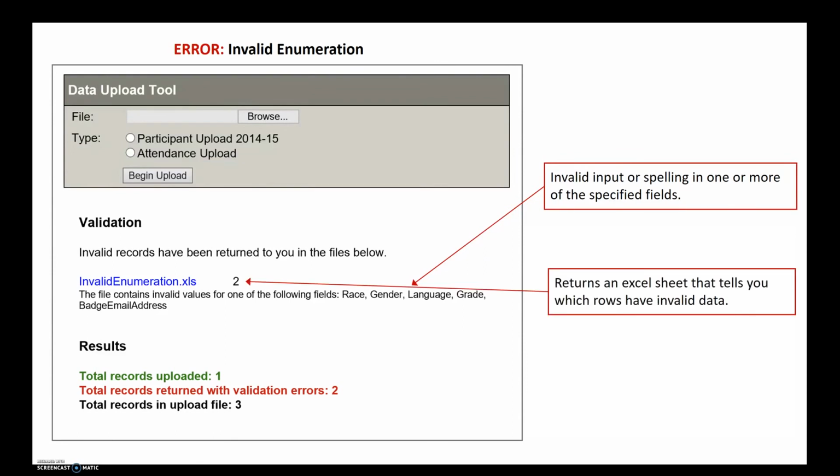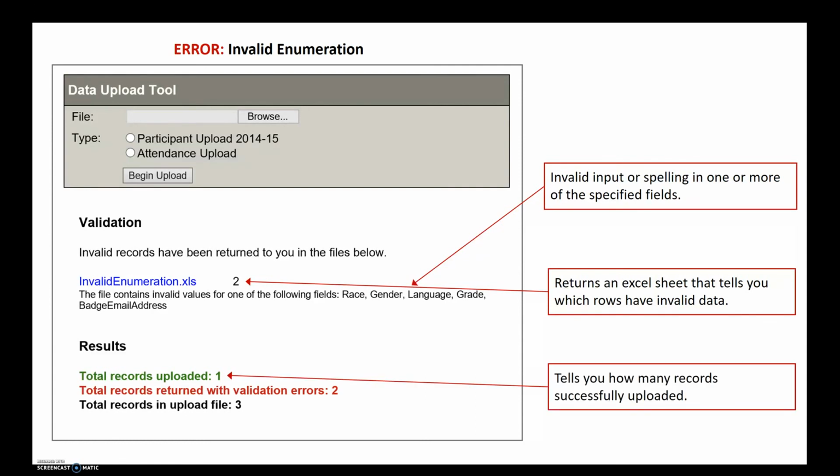And similar to the missing required fields error, this also sends back an Excel sheet that shows you which rows have incorrect information. So it just allows you to take a look and see which rows you need to fix. And again, anything that's correct will be uploaded automatically, and you'll only see the rows that had invalid information, and you just have to fix those and re-upload them.